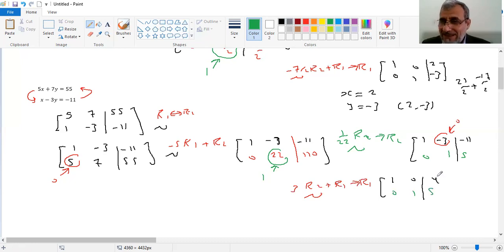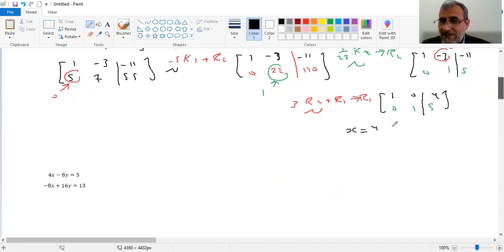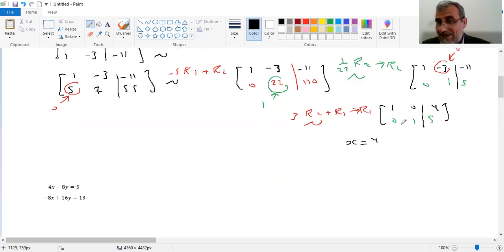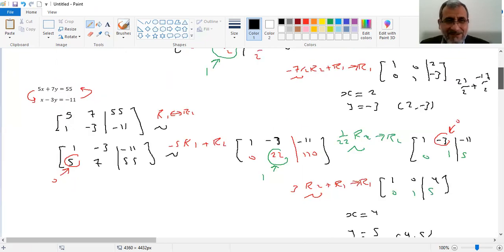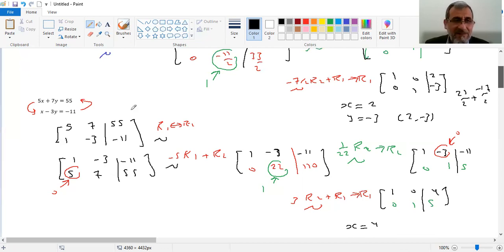So now what is the answer? Now we have 1, 0, 0, 1. So the first row says 1x equals 4, there is no y. And the second row says 0x plus y equals 5. Then the solution is x equals 4 and y equals 5. The system is consistent and independent. So the answer is 4 and 5.